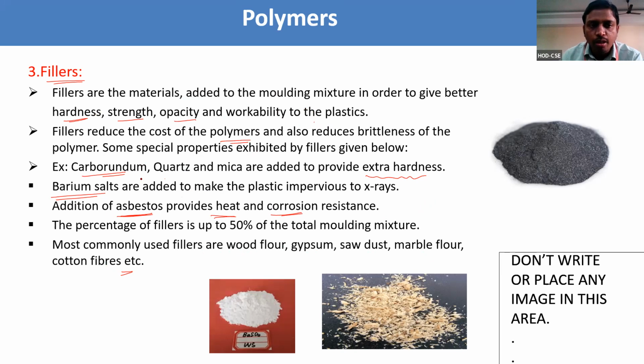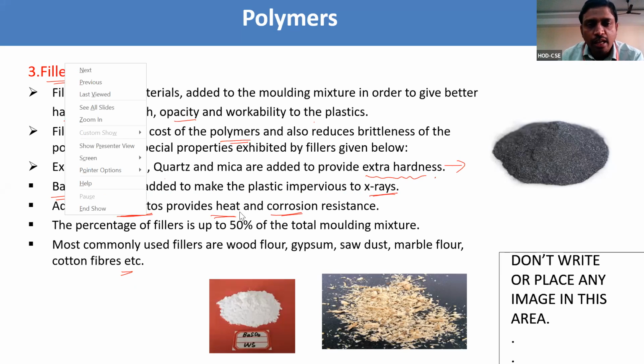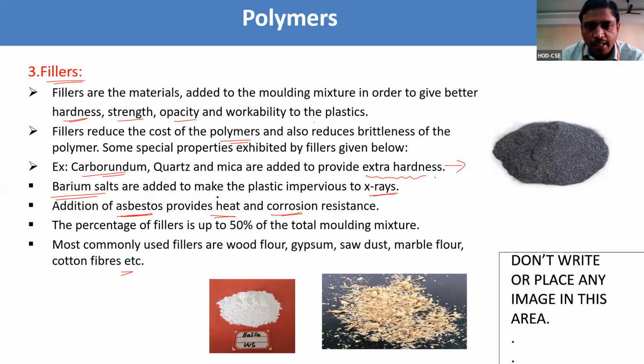Example: carborundum, quartz, and mica are added to provide extra hardness to the plastics. Barium sulfate is added to make the plastic impervious to X-rays. Addition of asbestos provides heat and corrosion resistance. The most commonly used fillers are wood flour and gypsum, sawdust, marble flour, cotton fibers, etc. They act as fillers.